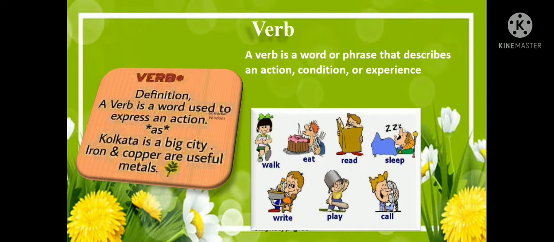Next one, verb. A verb is a word or phrase that describes an action, condition, or experience. So it defines the expression of action. That is the action word. For example, Kolkata is a big city. So here is a state of being. Iron and copper are useful metals. Here, are is a state of being. And next one is the action words. So look at the picture. First one is walk. So here the action is going on: walk, eat, read, sleep, write, play, call. So these are called the verb.